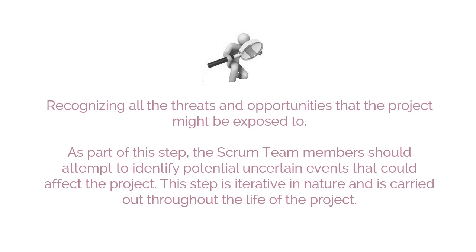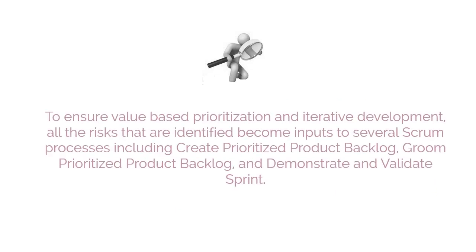This step involves recognizing all the threats and opportunities that the project might be exposed to. As part of this step, the Scrum team members should attempt to identify potential uncertain events that could affect the project. This step is iterative in nature and is carried out throughout the life of the project.